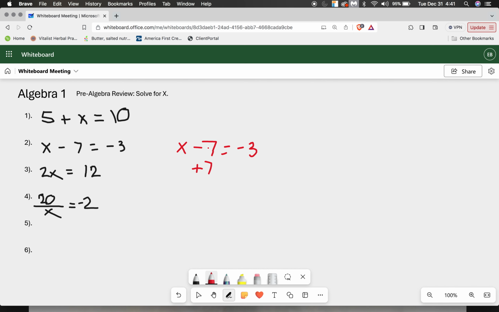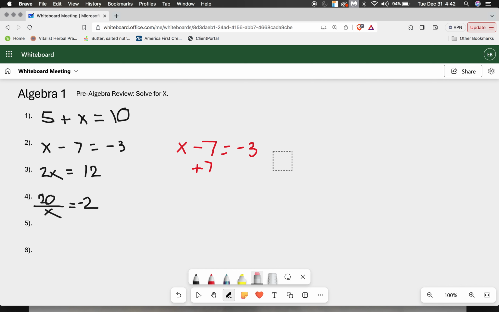But remember, whatever we do on the left side, we have to do on the right side, so we're going to add 7 over here. So that gives us x minus 7 plus 7 equals 0, x plus 0, and -3 plus 7, which equals 4. So for this answer to be correct, x must equal 4. And if we were to look at this and try to figure out what number take away 7 would be -3, the answer would be 4.